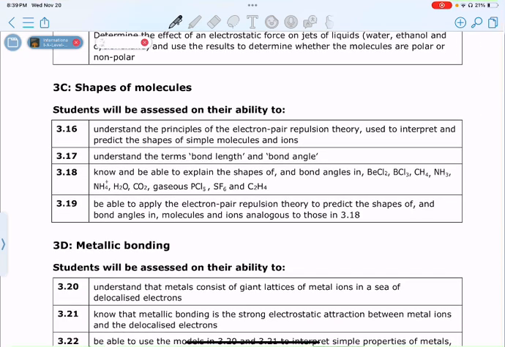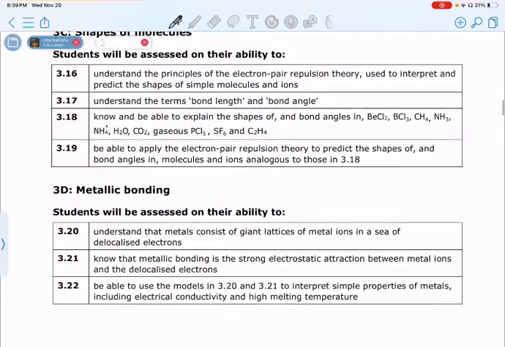In the next video, we'll be looking at shapes of molecules and metallic bonding in one video.